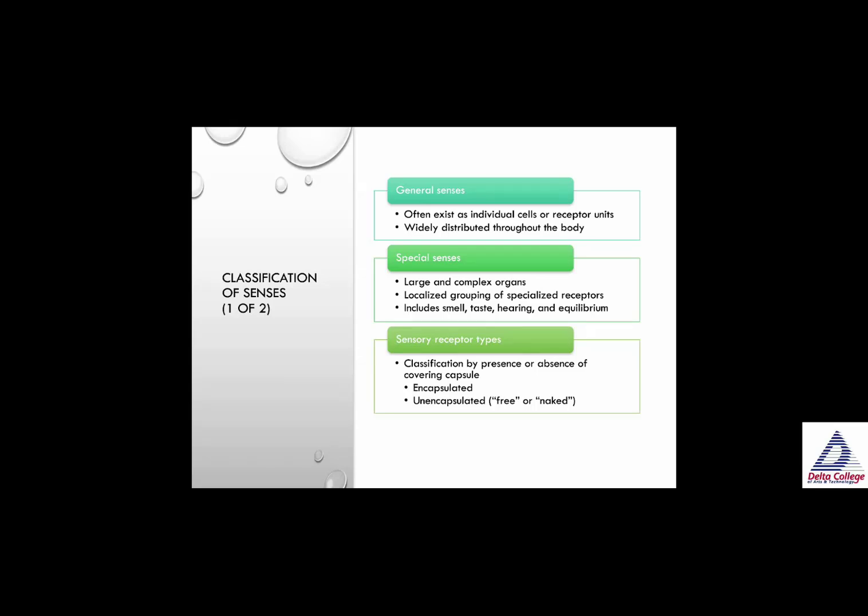Then we have something called sensory receptor types. This is classification by presence or absence of covering capsule. We have encapsulated, and then we have unencapsulated, which are also known as free or naked nerve endings.